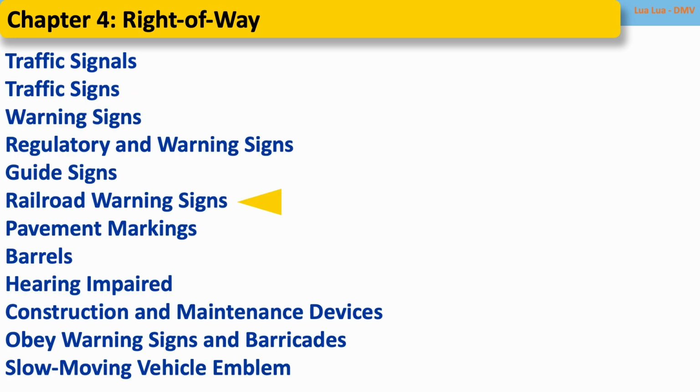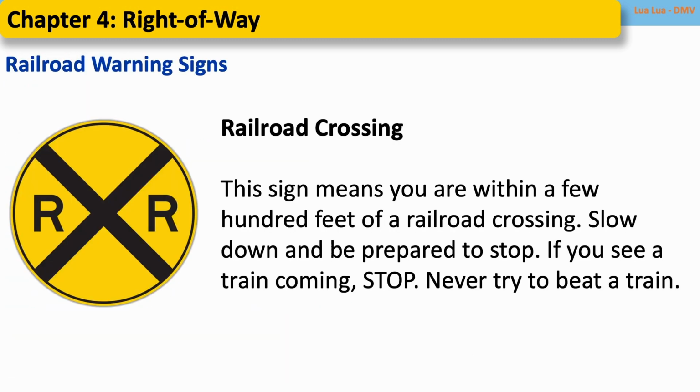Railroad warning signs. Railroad crossing. This sign means you are within a few hundred feet of a railroad crossing. Slow down and be prepared to stop. If you see a train coming, stop. Never try to beat a train.